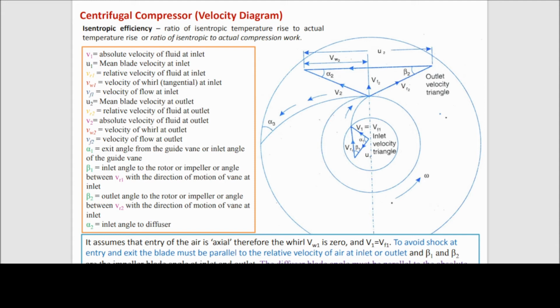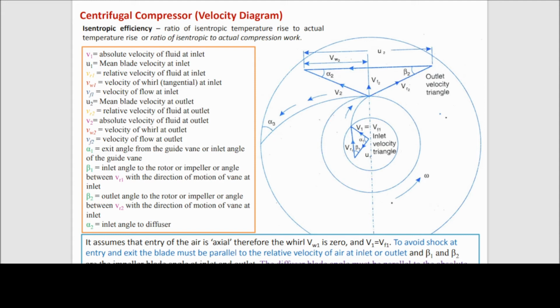The absolute velocity is in this direction. This is V2, this is Vr2, and this is the blade velocity in the anti-clockwise direction. So looking at this, this is u2, and the head of the Vr2 vector is here and the tail of the u2 vector is here. So I can write Vr2 plus u2 is equal to V2. That means Vr2 is equal to V2 minus u2.